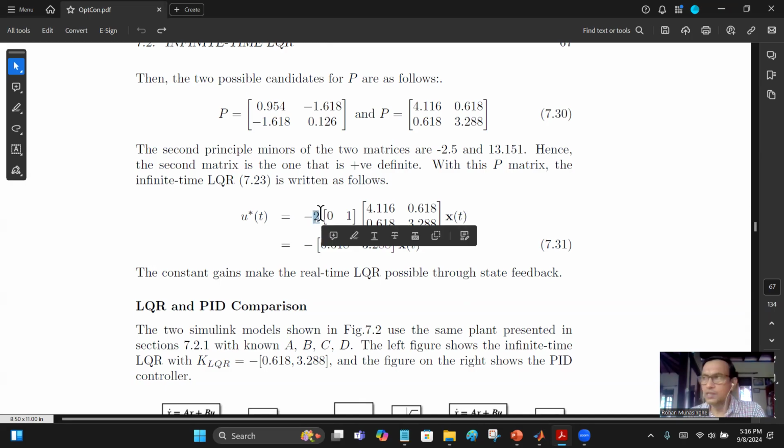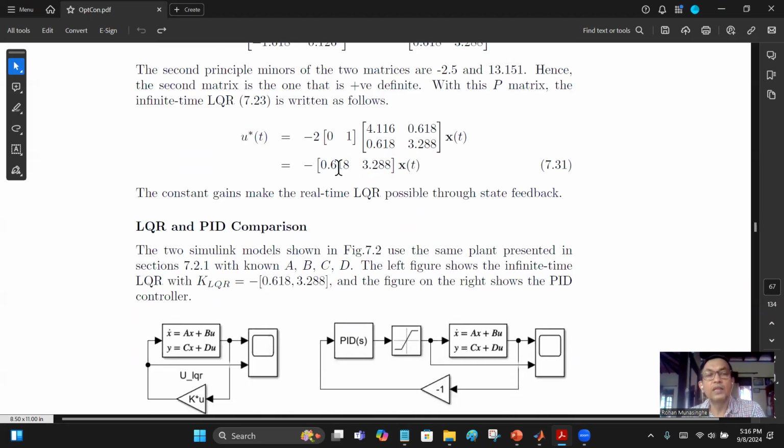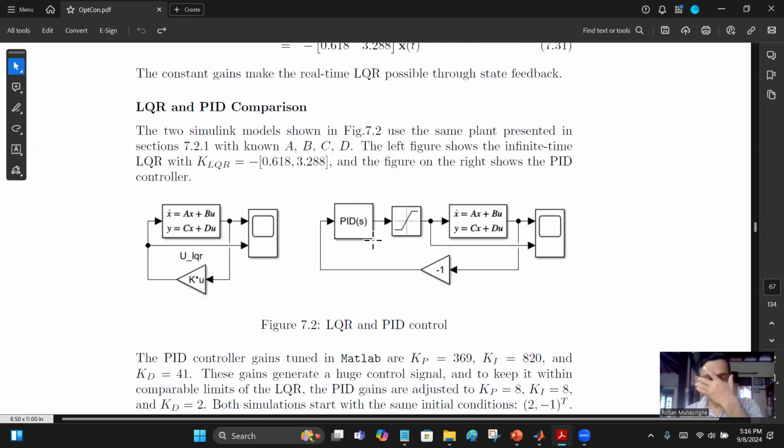Your R is I think 0.5, so R inverse is 2. This is B transpose, and this is the P matrix, right? When you multiply these things, you get a single row, two elements. It's a row vector. This is the linear quadratic regulator. Finally it is 0.618, 3.288. When you have the linear quadratic regulator, it's just two numbers. Then you can put it into your controller system.